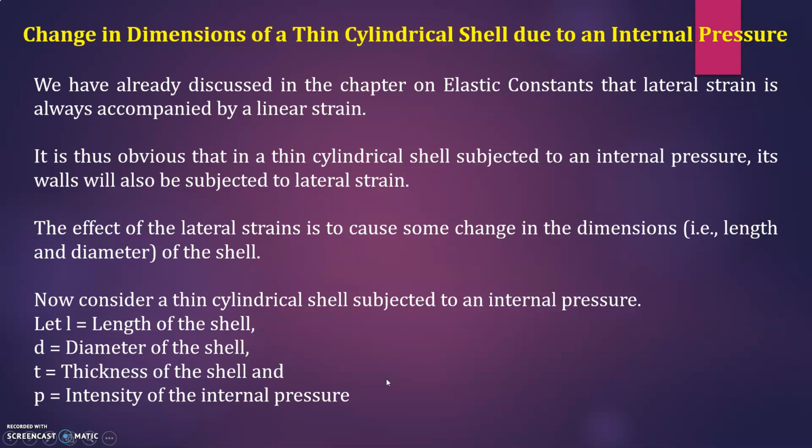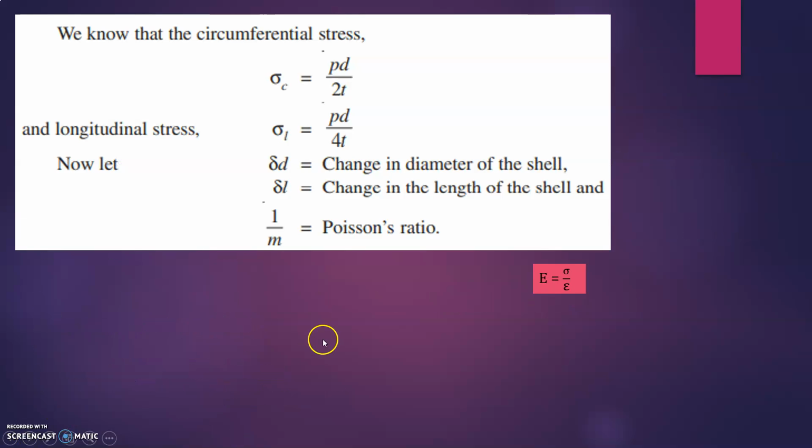Let us assume one cylinder and it is subjected to internal pressure. So these are the dimensions. Now what happens? We know circumferential stress, sigma c, is equal to pd divided by 2t, and longitudinal stress is equal to pd divided by 4t.